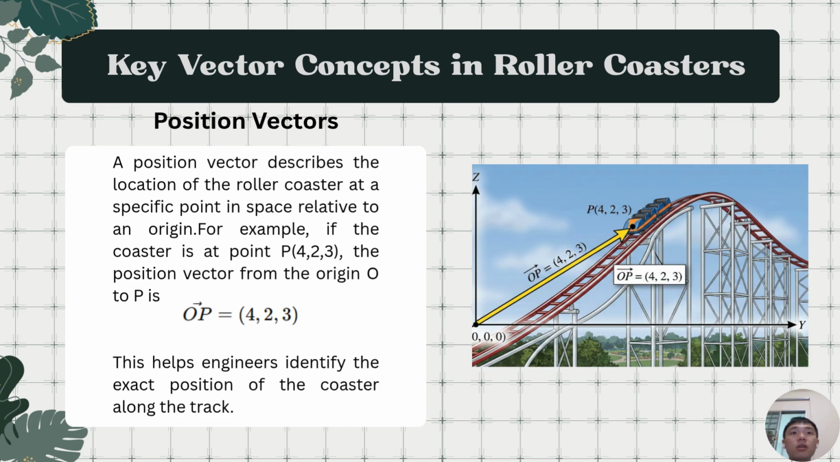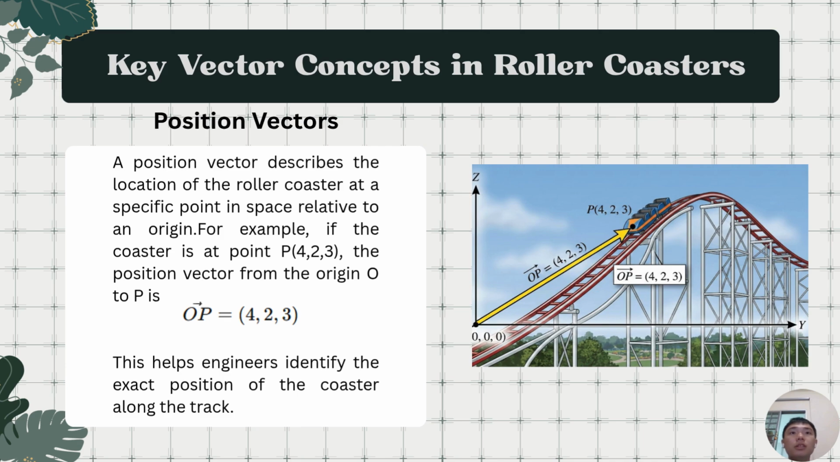In the context of roller coaster engineering, the position vectors are useful because the roller coaster moves through many different positions along the track, and the engineers need to know the exact location of the coaster at different times, especially when the track includes changes in height, slopes, and turns.